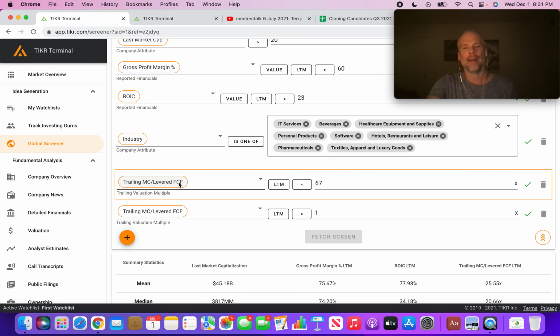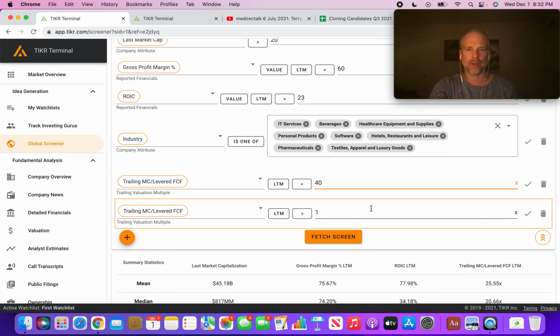So if we want to see everything that has a free cash flow yield above 2.5%, okay, 2.5% is about the average for the Fundsmith portfolio companies, we want to see everything below a 40 times ratio of market cap to levered free cash flow. It's really just the inverse. We want to see less than 40 to see more than 2.5% free cash flow yield.